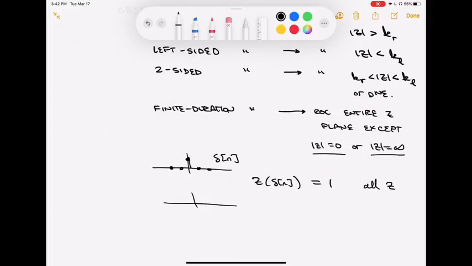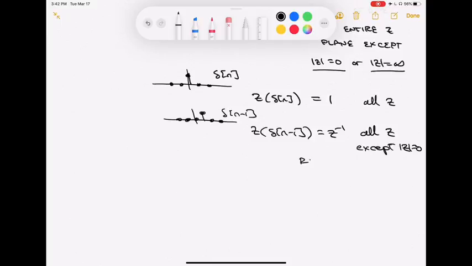We can also take a look at a delta function shifted over to the right by 1, something like this. We're going to do this again here in a minute, but we'll find out that for delta n minus 1, the z transform of that is going to be z to the minus 1. Clearly, if I put z equals 0 in that case, it's going to go off to infinity. So this is all z except norm z equaling 0. We could rewrite that a little bit differently, as a region of convergence of norm z greater than 0.